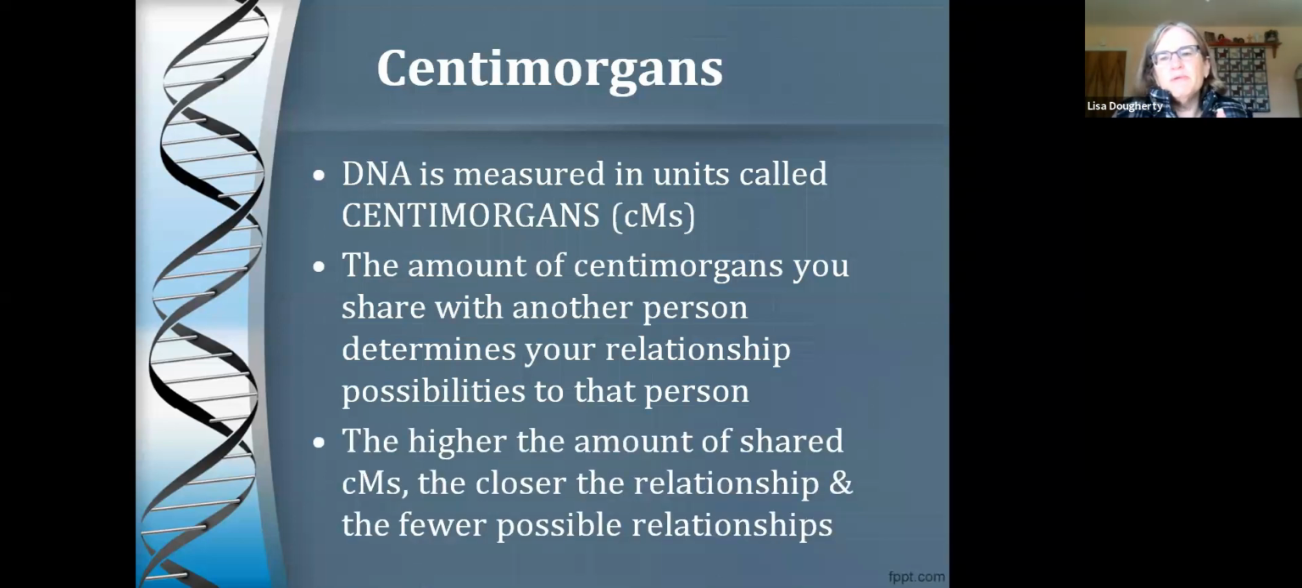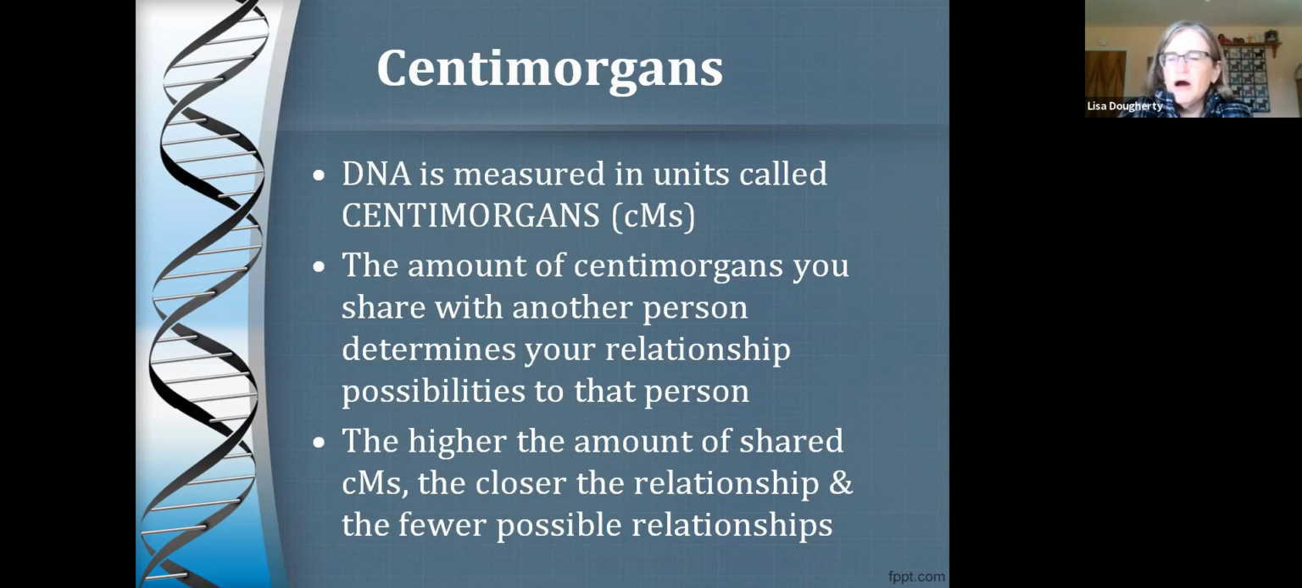So the other thing that we think about too in terms of amounts of centimorgans that we share with a person is that the closer our relationship, the fewer the possibilities. So if I share, say, 1,000, 2,000 centimorgans of DNA with someone, there's only a few possible relationships that could be. They're going to be a fairly close relationship. Whereas if I share about 10 centimorgans or even 20 centimorgans of DNA with someone, that's going to be a lot of different relationship possibilities.